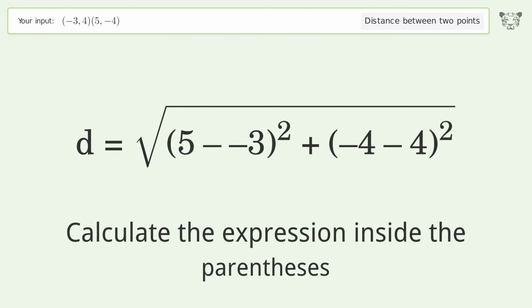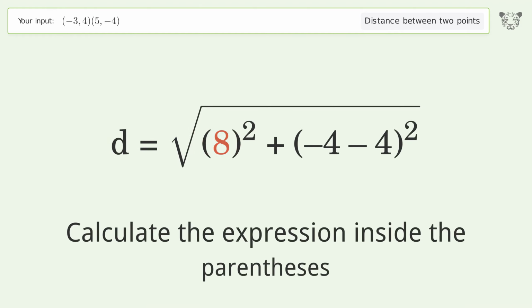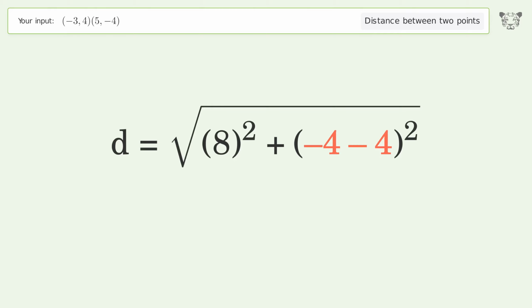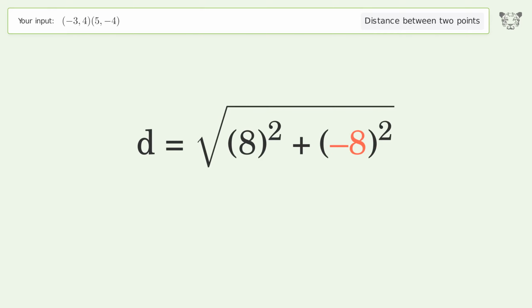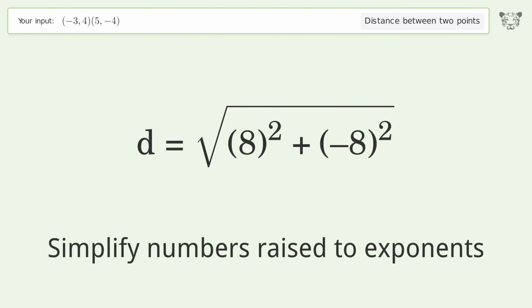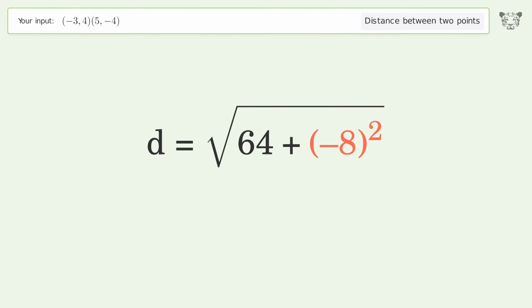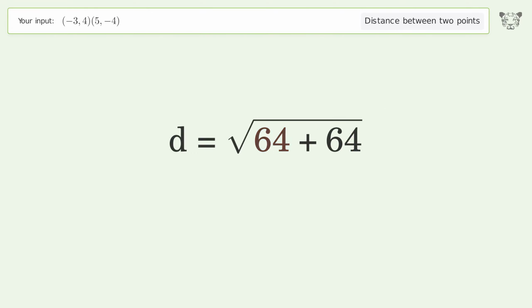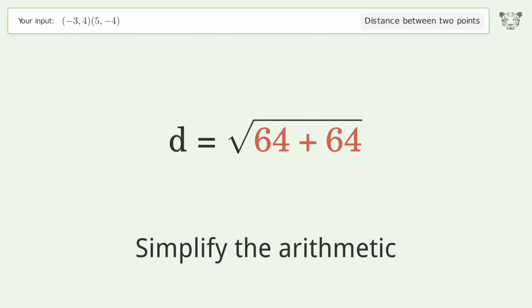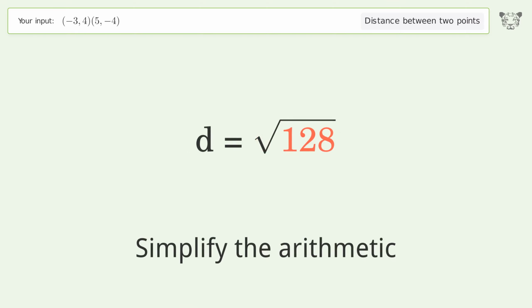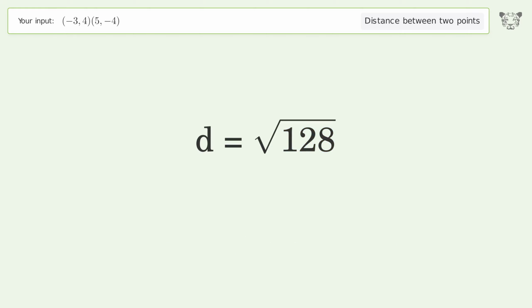Calculate the expression inside the parentheses. Simplify numbers raised to exponents. Simplify the arithmetic. And so the distance between the 2 points is the square root of 128, or 11.314.